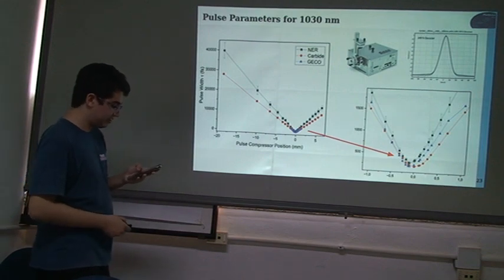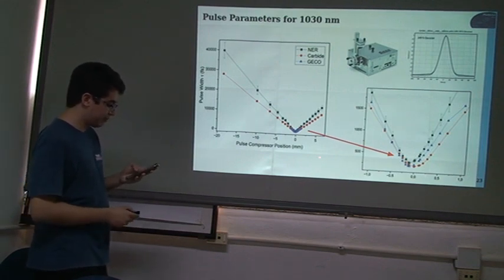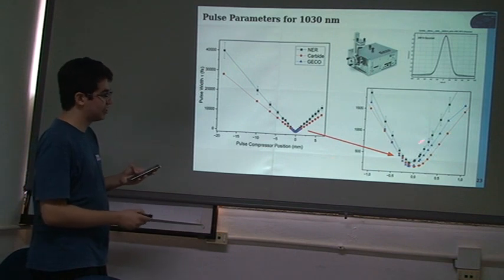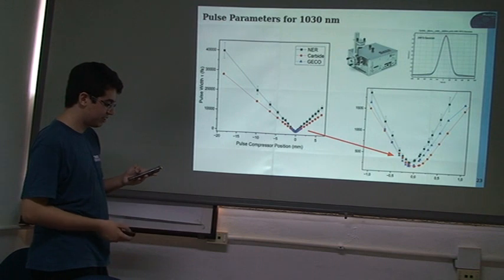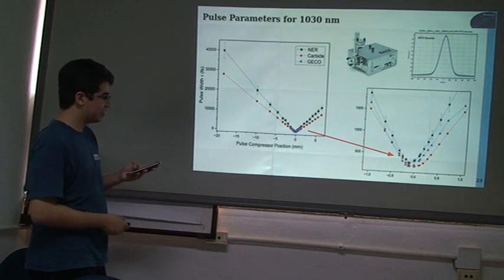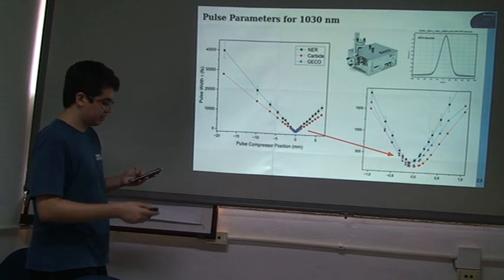We can see that the values are close, but in the NER setup, light propagates through more optical elements, and thus tends to be wider. The red dots are the expected pulse widths generated by Carbide at its entrance shutter.